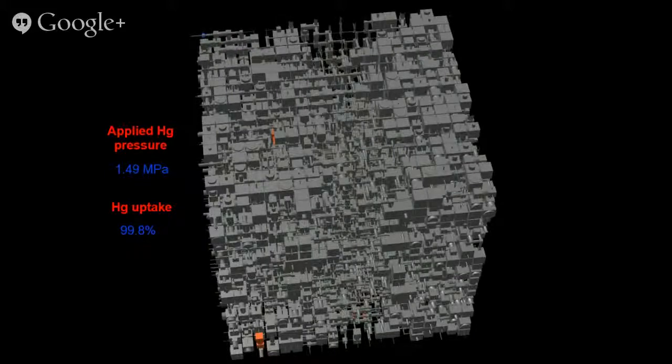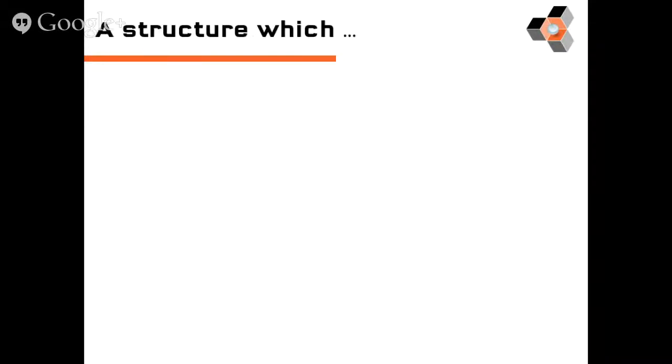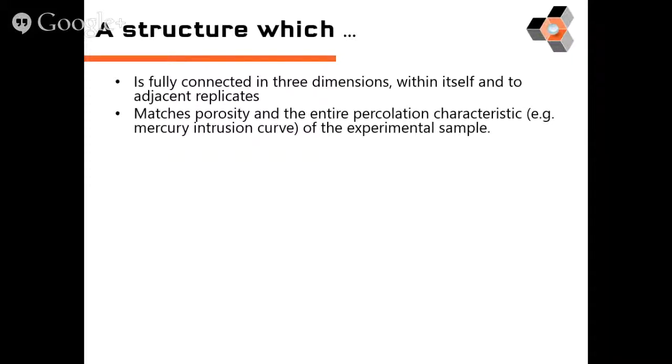Okay, so if we go on to the next slide, what have we achieved by this data inversion? A structure. We have achieved a structure which, clicking on here, is fully connected in 3 dimensions within itself, and it also goes to adjacent replicates. We have achieved a structure which matches the porosity and the entire percolation characteristic, for example the mercury intrusion curve of the experimental sample.